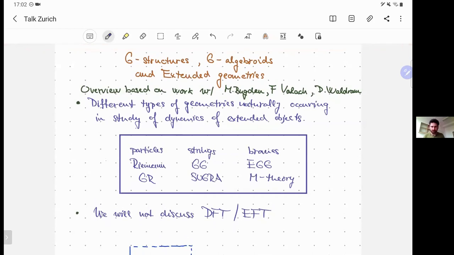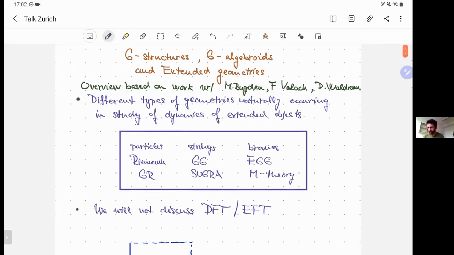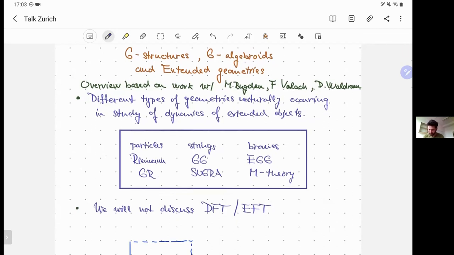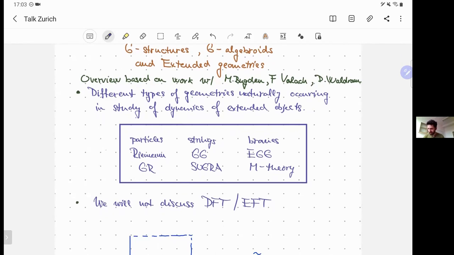So it turns out that the normal geometry we know from university, the Riemannian geometry, is the right tool for studying particle physics and related phenomena, and GR is well formulated in that framework. Whereas if we go to extended objects, like Alex was talking about, like strings and branes, it turns out to be not a sufficient type of geometry, and we need some sort of extension of this classical geometry. And there are these two levels of extension I'm going to talk about.